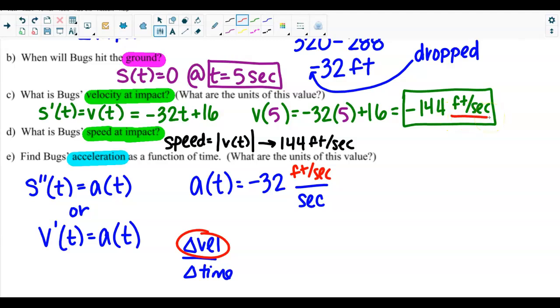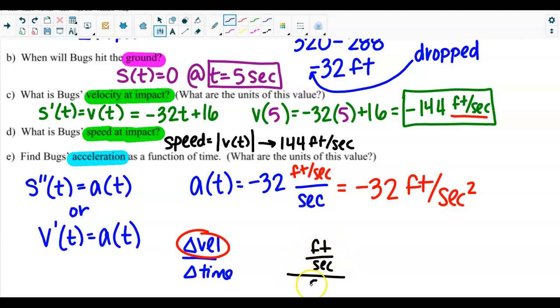And so this is kind of a weird thing, -32 feet per second. Well, what that really is is -32 feet per second squared. Because I could have rewritten this as feet per second over second, and then remember, instead of dividing by seconds, we can multiply by its reciprocal, and that's how we get feet per second squared. So our velocity, that feet per second, is changing every second by -32, or decreasing by 32 feet.